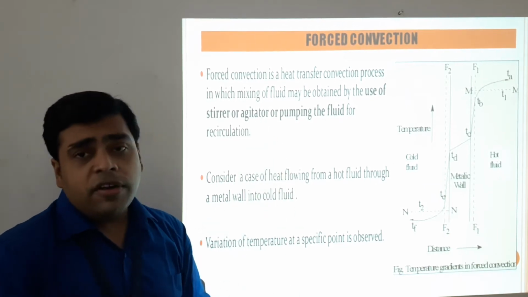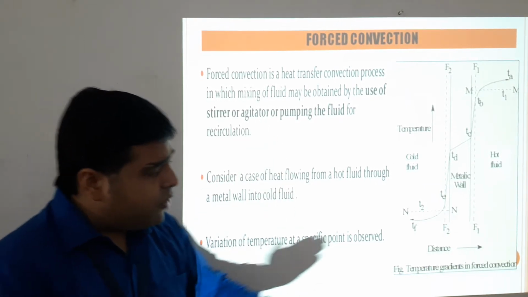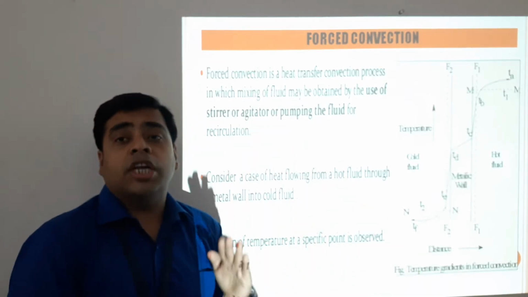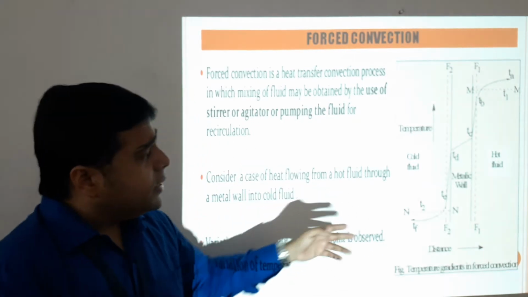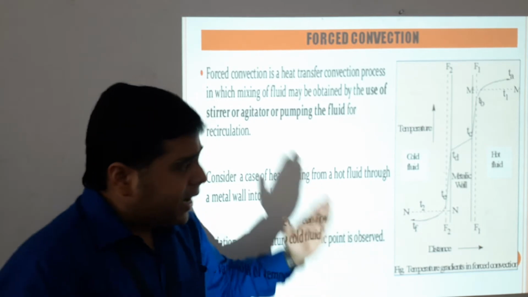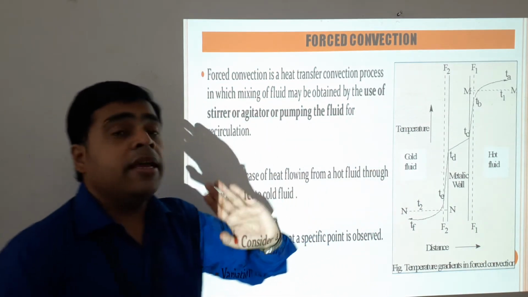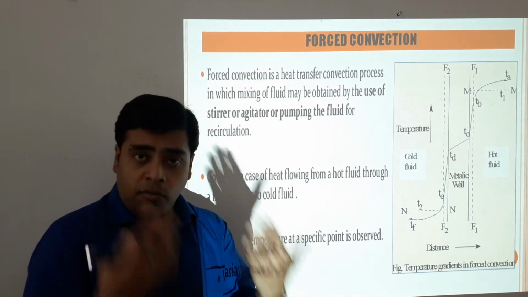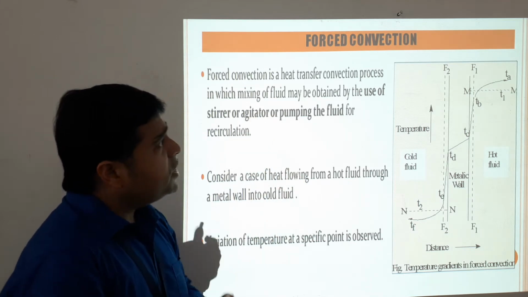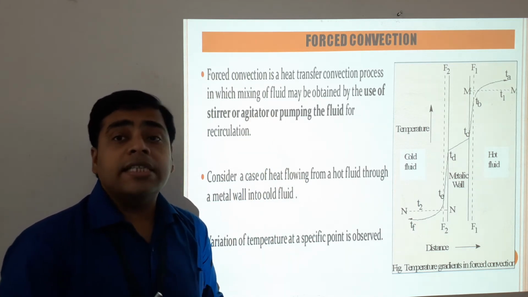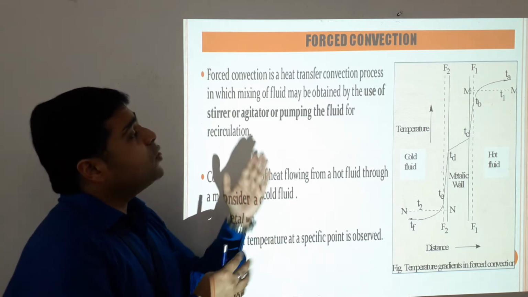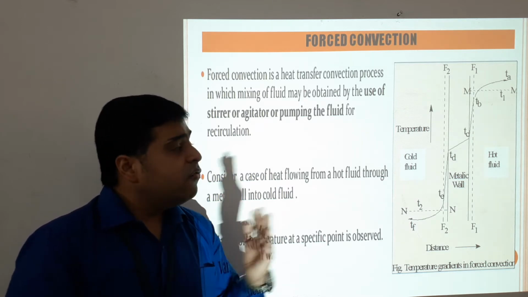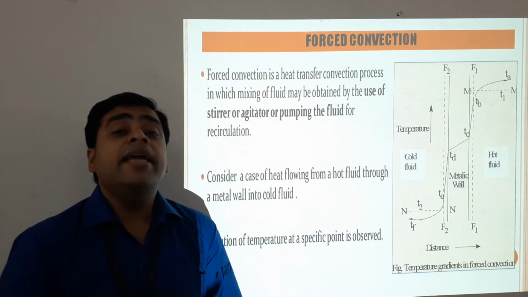Come to forced convection. To explain forced convection, we have to look into the figure containing the temperature gradients in a forced convection. So this is a particular metallic wall, and let us see how the fluid is flowing and how the forced convection of heat is occurring. Forced convection is a heat transfer convection process in which the mixing of the fluids is actually obtained by the use of a stirrer or agitator or pumping the fluid for recirculation, as I have already discussed in the previous definition.